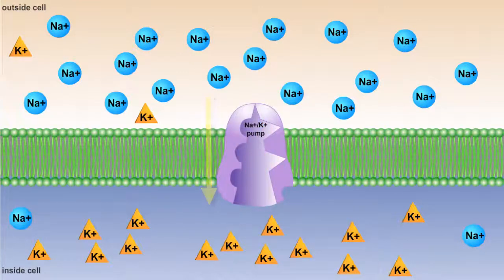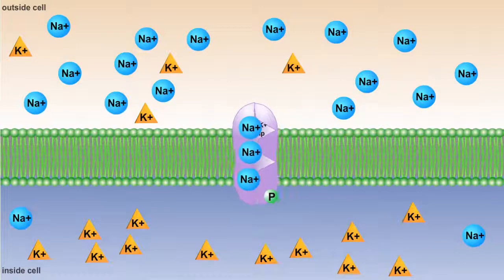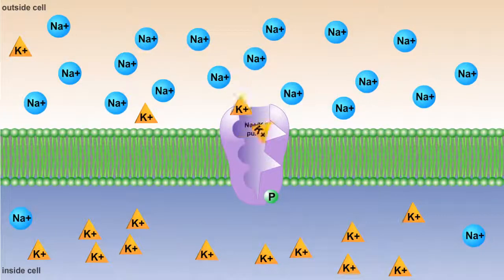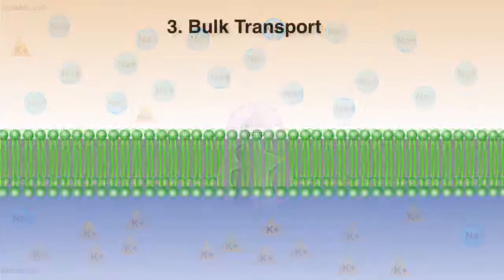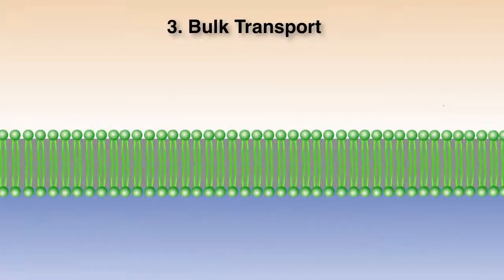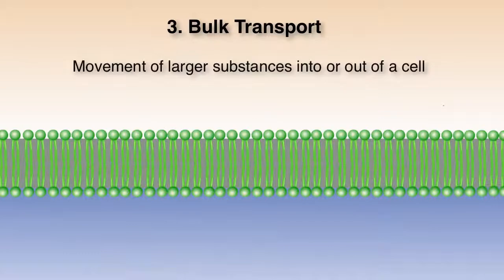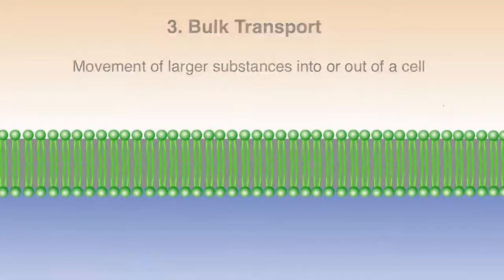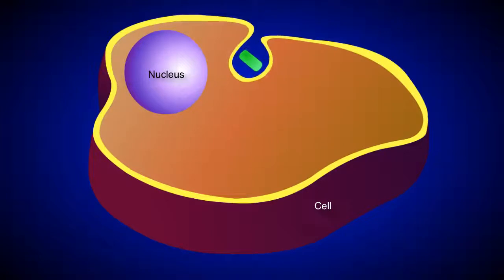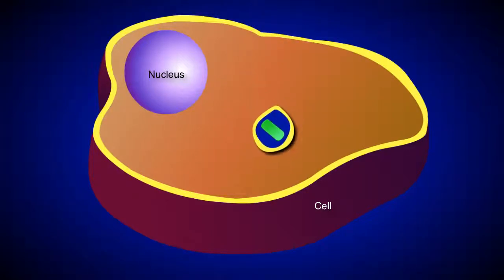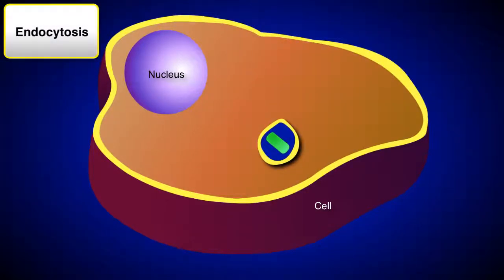Notice that the sodium-potassium pump undergoes a change in shape that allows it to combine alternately with sodium ions and potassium ions. The third type of transport, bulk transport, is used for molecules that are too large to be moved by transport proteins. Instead, vesicles take them into or out of the cell. During this process, the plasma membrane surrounds and engulfs the particle. This is known as endocytosis.